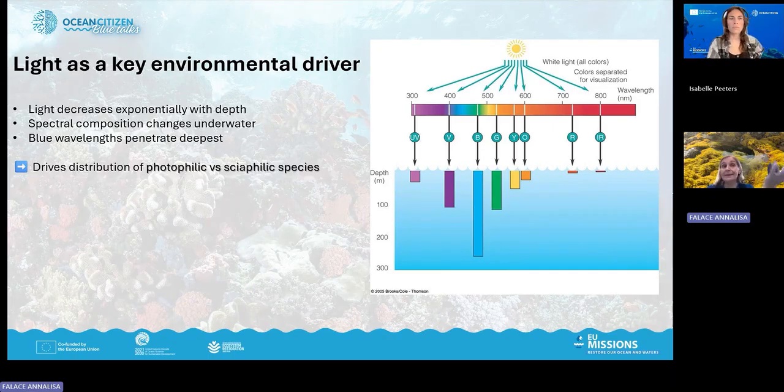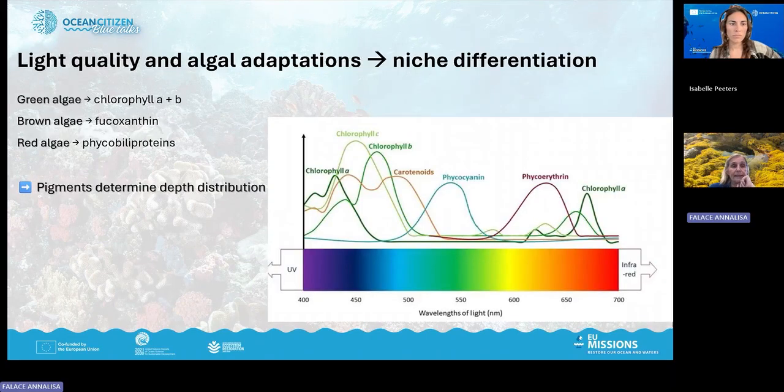Photophilic are all the species that want to live exposed to high light, while the sciaphilic, mainly red algae and calcareous algae, prefer to live in conditions with low light. The pigments are the strategy that the algae use to colonize the substrate at different depths, and different algae have different kinds of pigment that help them adapt to different depths.